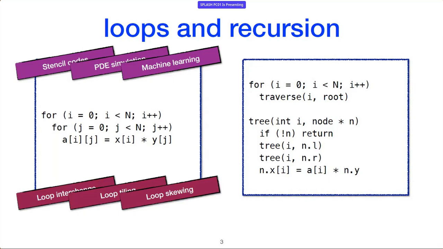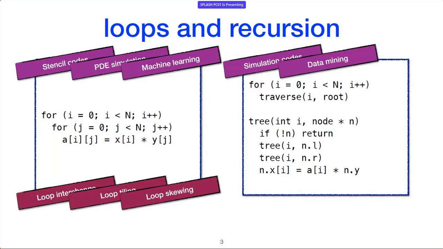And even though this particular example is contrived, these kinds of combinations of loops and recursion do show up in programs like Barnes-Hut simulation and things like that. It shows up in data mining programs like nearest neighbor or clustering algorithms. It shows up in graphics algorithms like ray tracing.